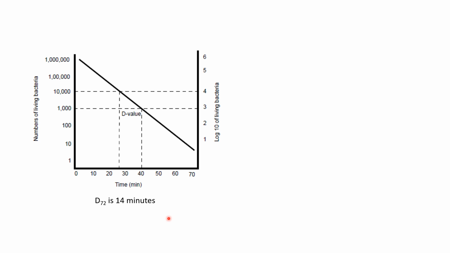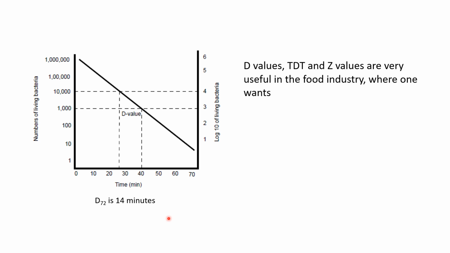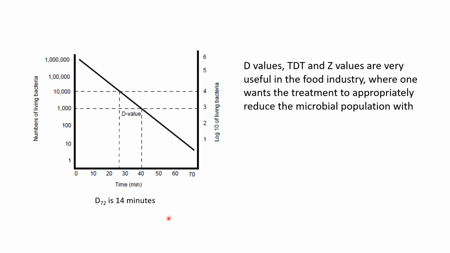To determine the Z value for a microbe, at least 3 D values are plotted against its temperature and a line is drawn through the points. The Z value is the negative reciprocal of the slope of the line. With a Z value in hand, it is possible to predict the microbe's death rate in the specific medium at any lethal temperature. D values, TDT and Z values are very useful in the food industry where one wants the treatment to appropriately reduce the microbial population with minimum negative effect on the food itself.